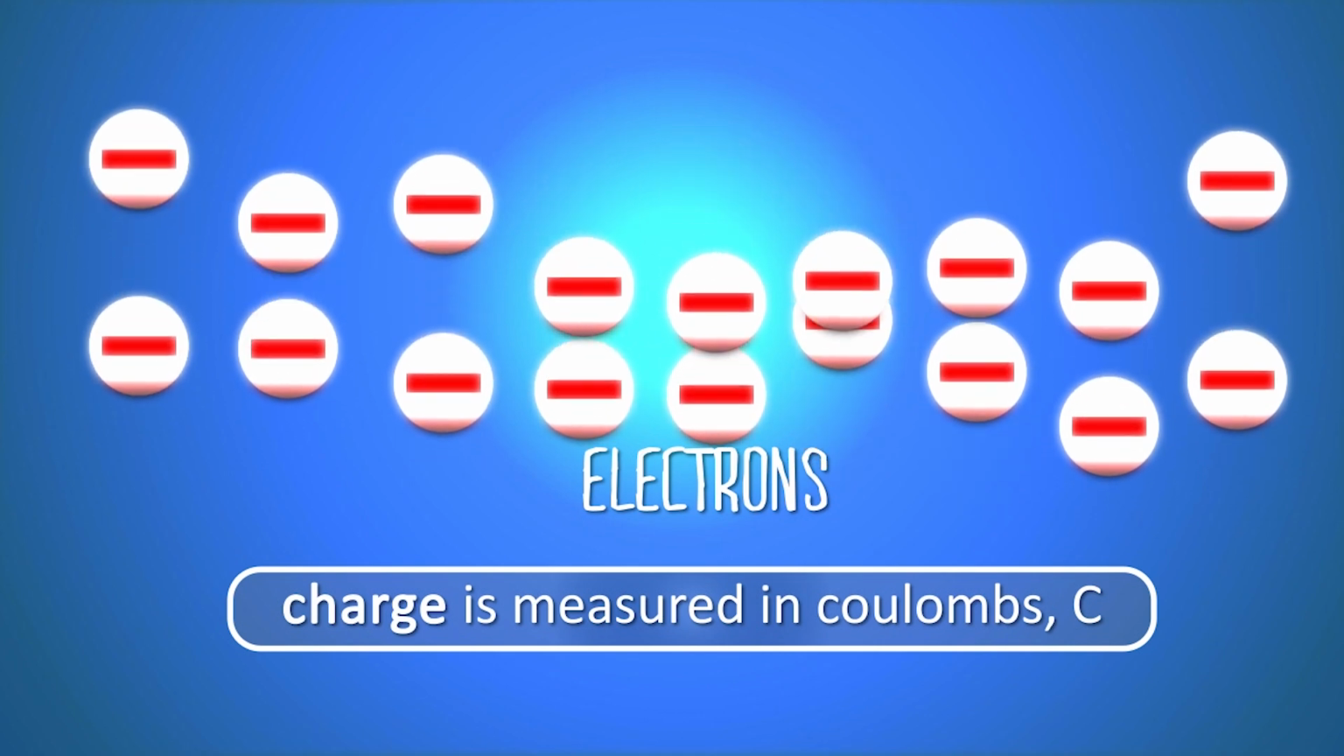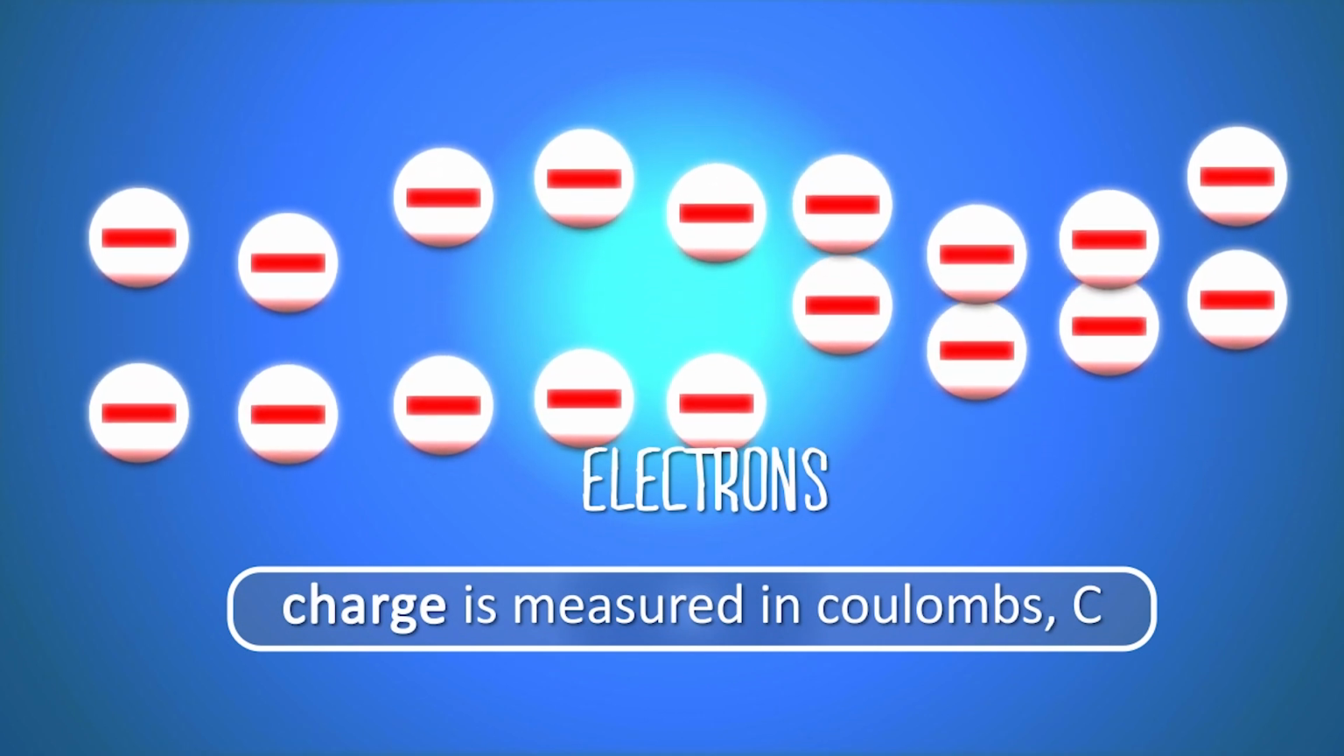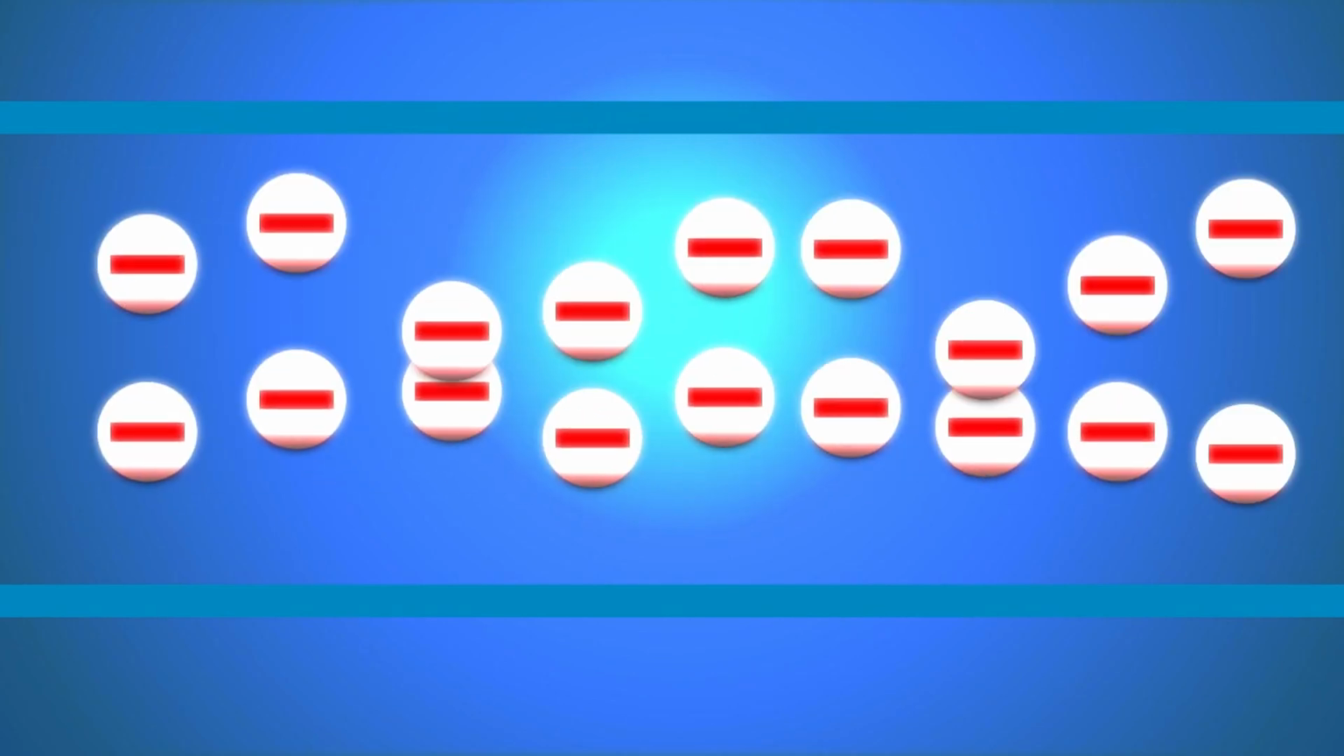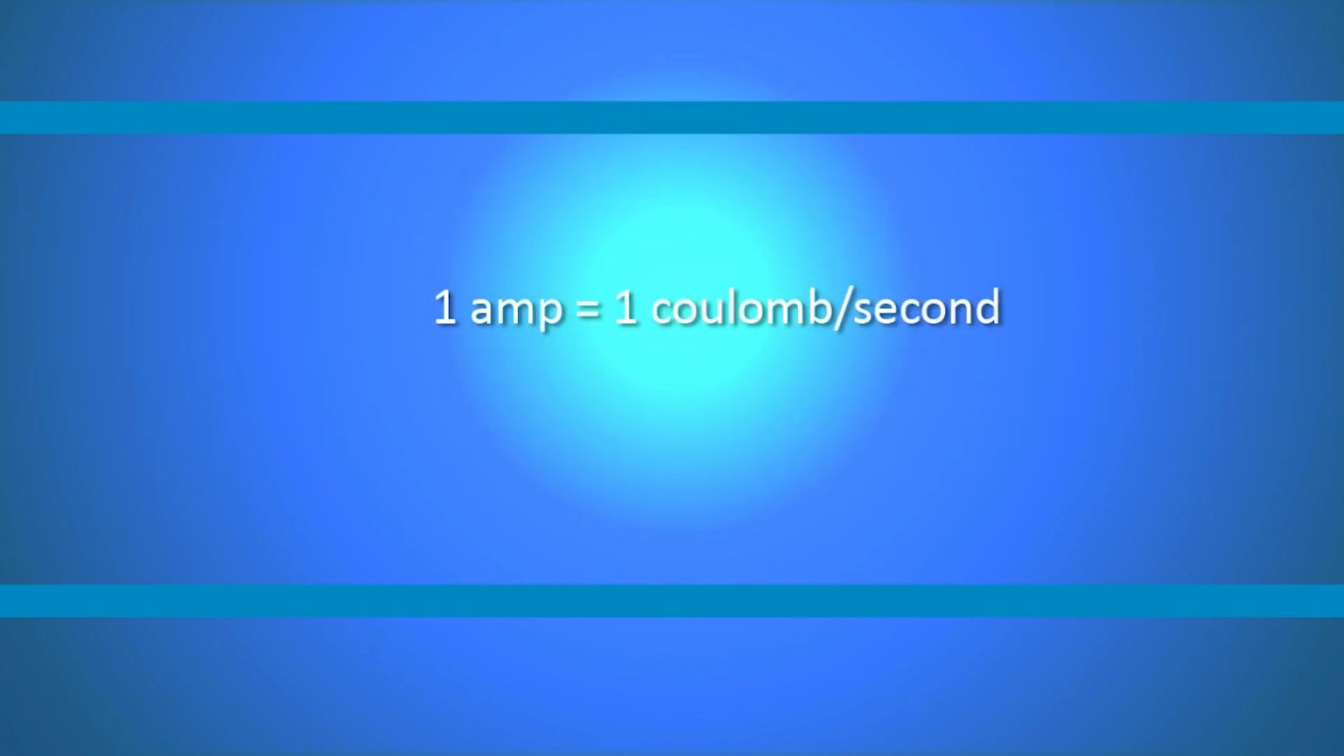If this 1 coulomb of charge passes a point in our circuit in 1 second, we say we have 1 amp of current. Current is charge Q divided by time T.